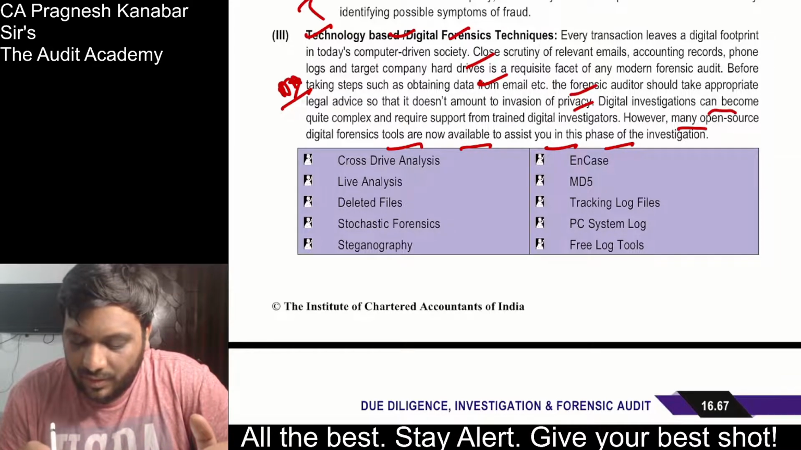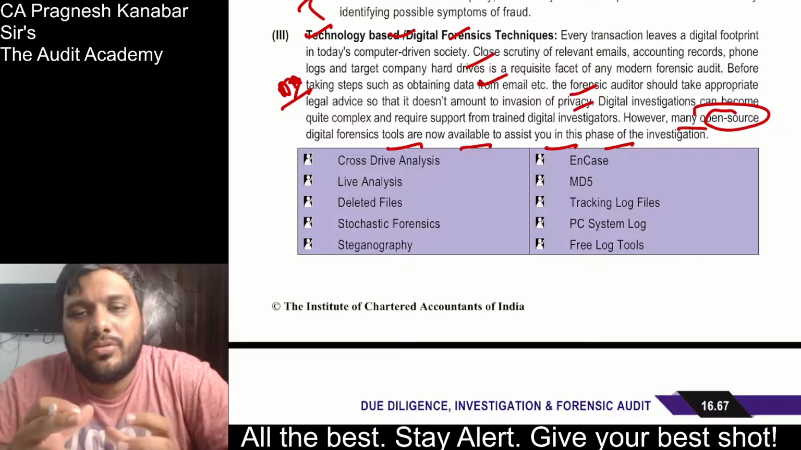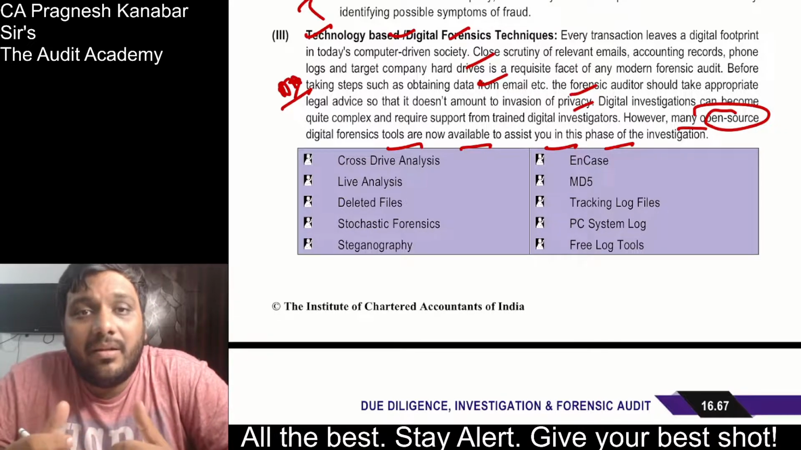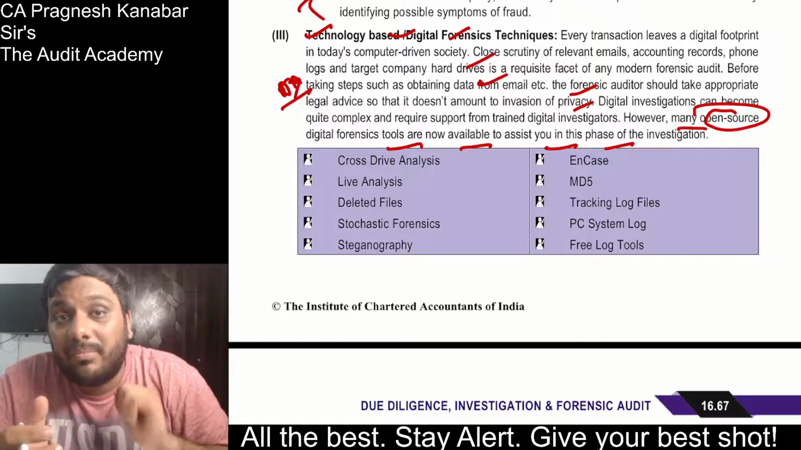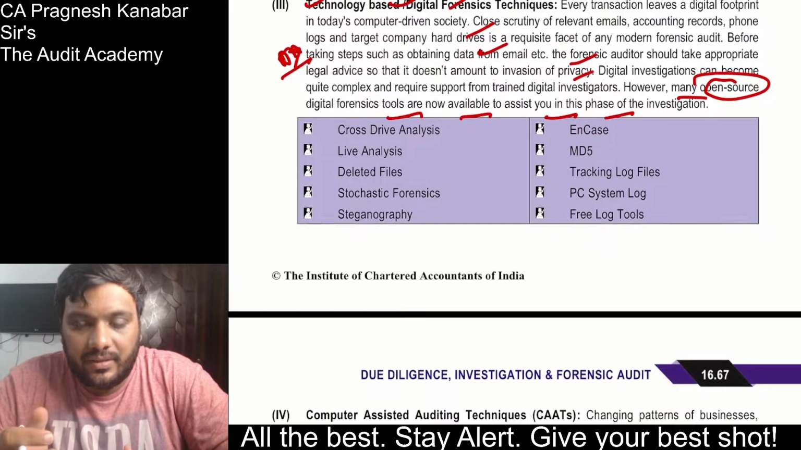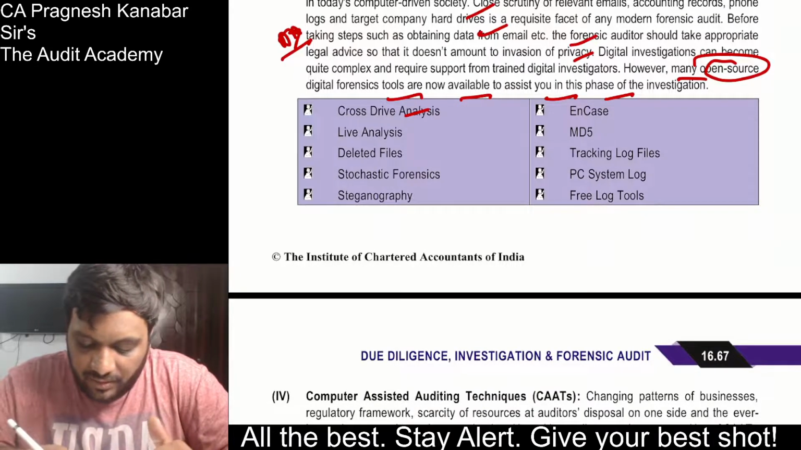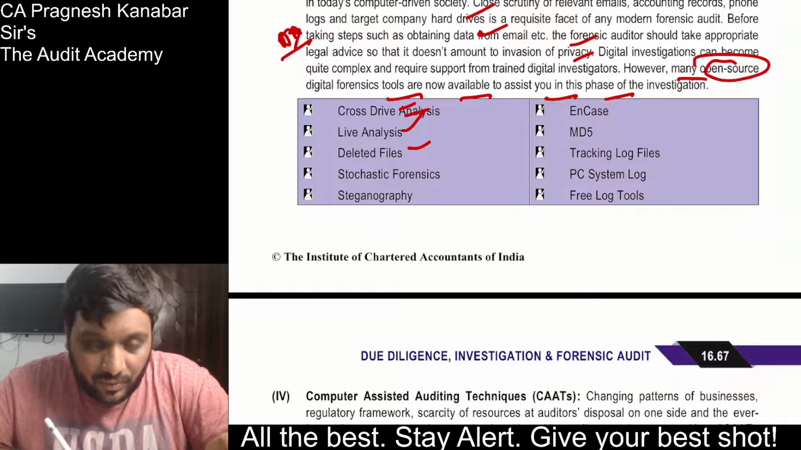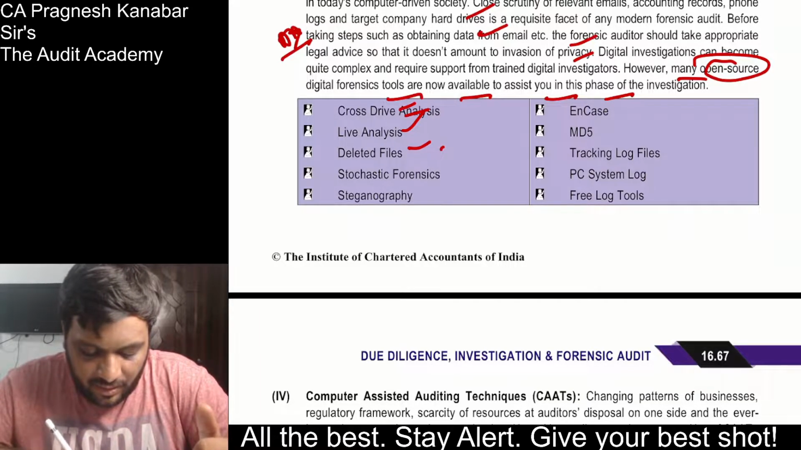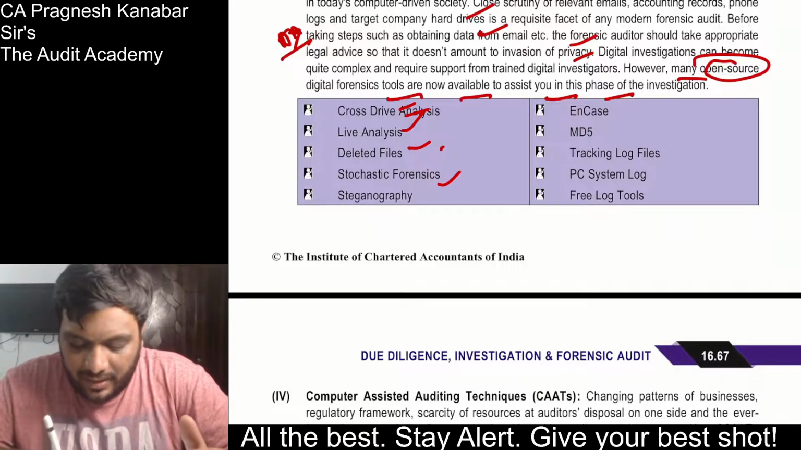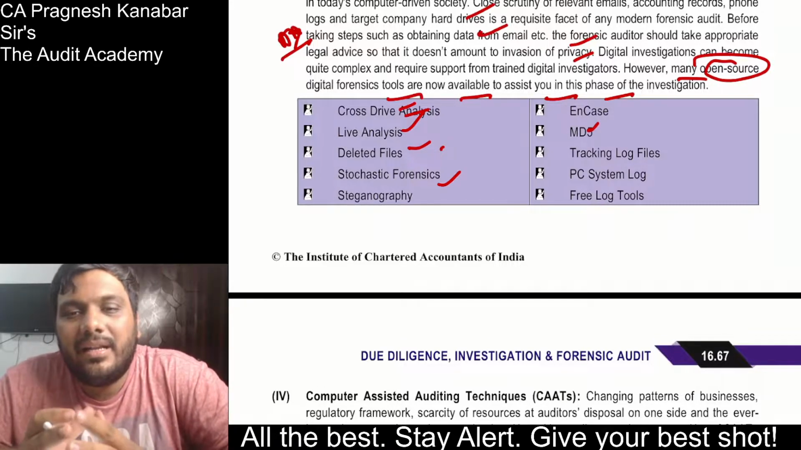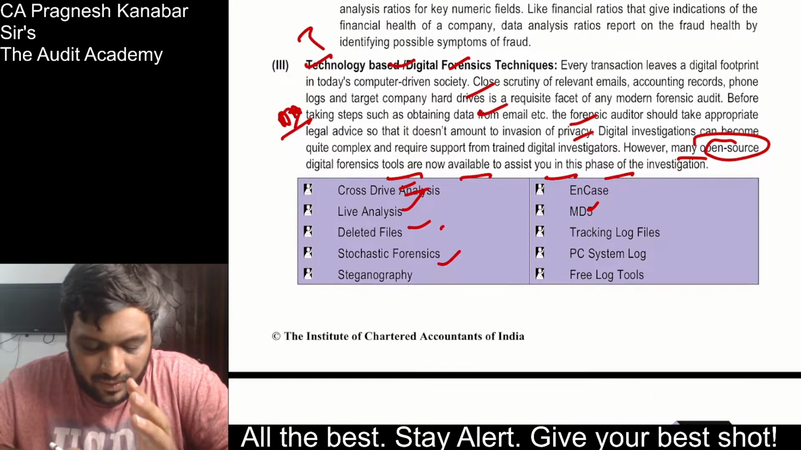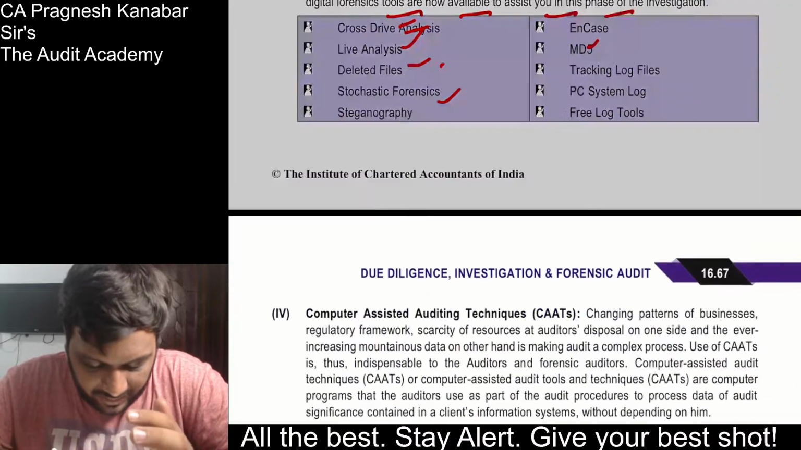of investigation. What is open source? Open source software is something that has been publicly developed and can help you access information which is available in the public domain without violating privacy, correct? So they have given examples of that. You can do an analysis of the drives, you can do a live analysis, you can recover deleted files, and you can go for steganography and so on. So basically it helps you investigate things from start to end. Four or five of these you can learn by heart to give as examples for technology based digital forensic techniques.